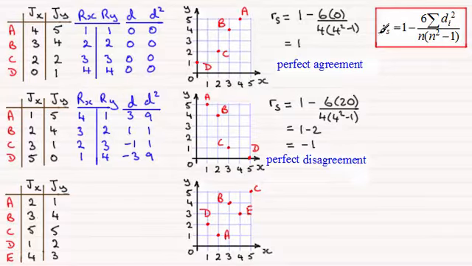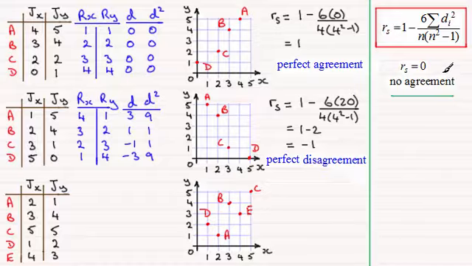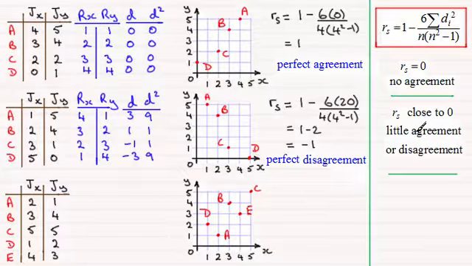So RS, Spearman's rank correlation coefficient, is designed to go between -1 and 1. Now if you've got a value of 0, then this indicates that there is no agreement whatsoever. So we'll just put that down. If you get a value close to 0 though, then there's going to be little agreement if it's positive, or if it's very close to 0 but negative, then there'll be very little disagreement.